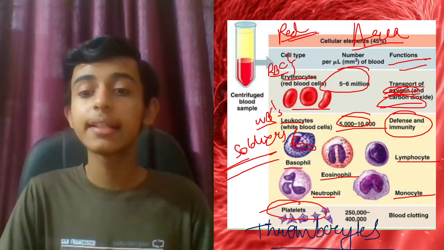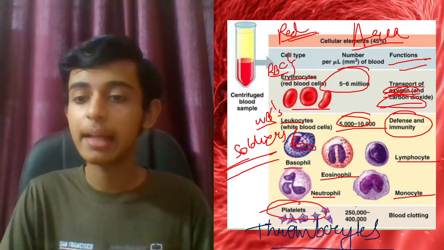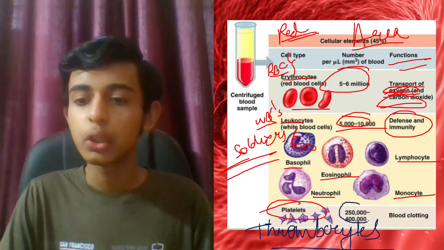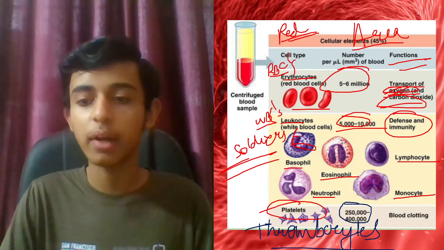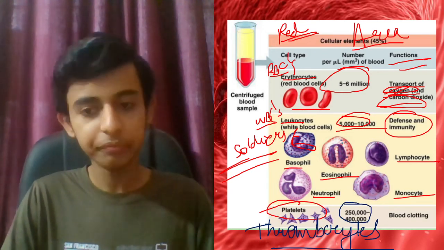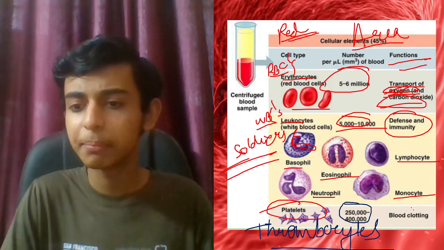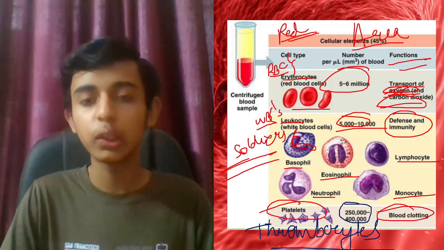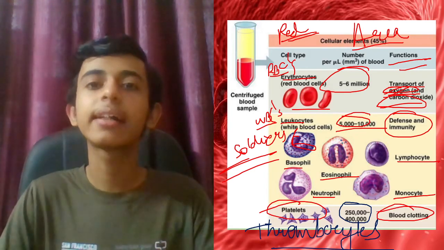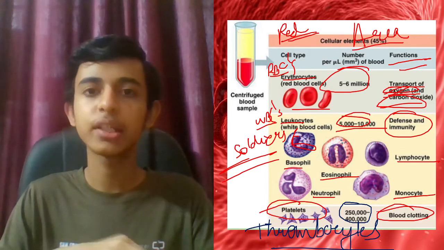Okay, platelets are also known as thrombocytes, and their number ranges from 250,000 to 400,000. Clear? And what is their main function? Their main function is blood clotting. Clotting of blood. Let's say if you get a cut, then what is going to happen?